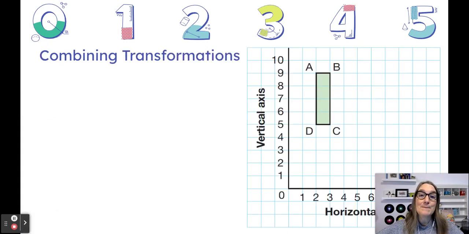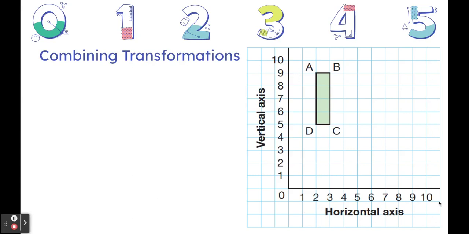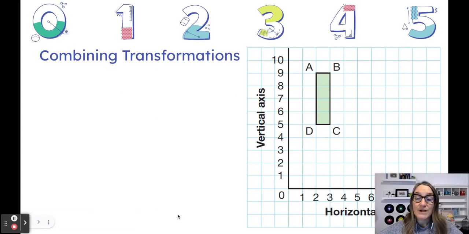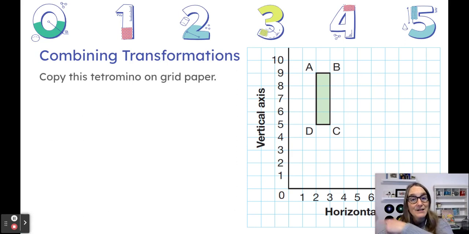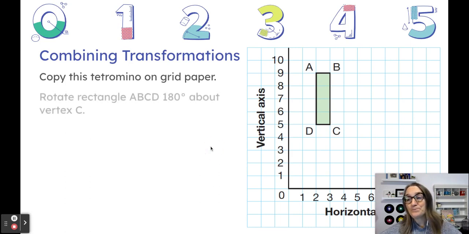All right, we are going to be combining transformations today. I'm going to turn off the camera for a second so you can see we are dealing with a 10 by 10 grid here. Your instructions are as follows. You're going to start with this tetromino. Now you see the connection to the last slide. We're going to copy this tetromino on grid paper, A, B, C, D. You may think, well, Miss Clark, that looks exactly like a rectangle, a kind of quadrilateral. And yes, you would be right. But in this case, it is made up of exactly 4 squares. So it matches with our tetrominoes perfectly.